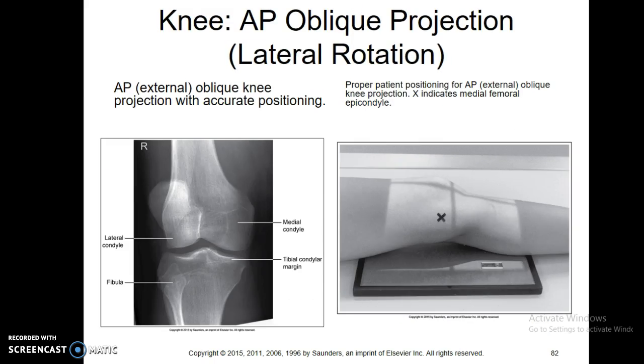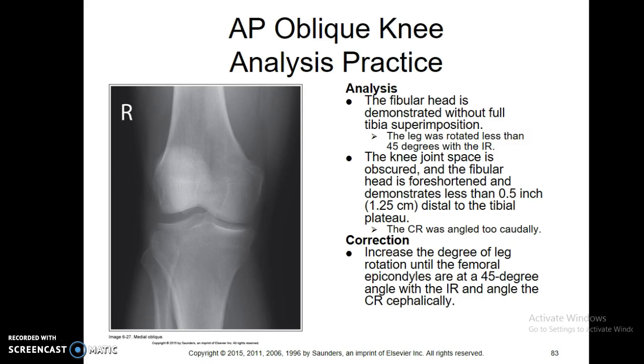Medial rotation of the knee. Lateral rotation of the knee. It's going to be the opposite, about 45 degrees each way. Let's see. CR angle, caudally. This should be straight on if you're doing a medial oblique. That should be at 0 degrees with the CR, so make sure you do not include an angle on it.